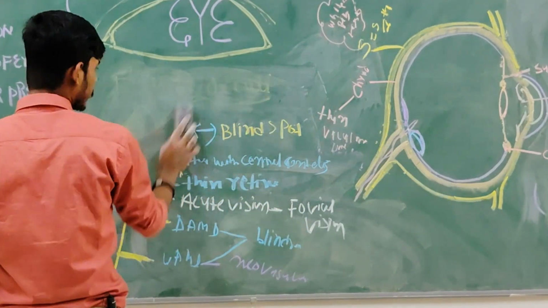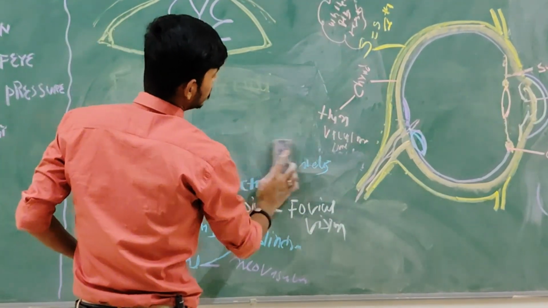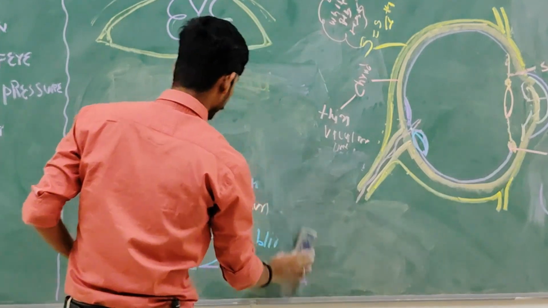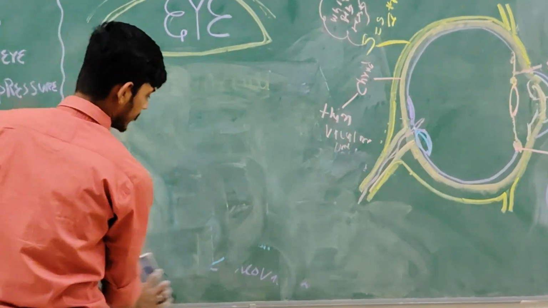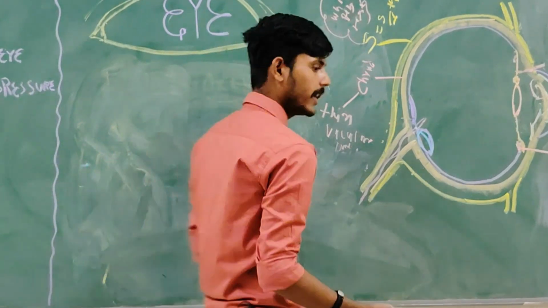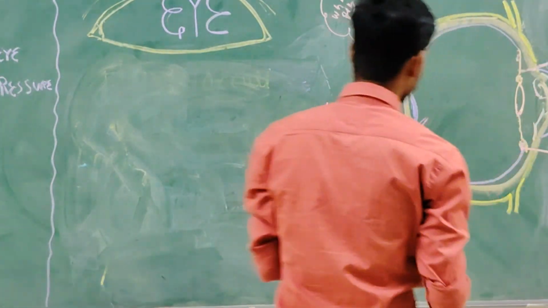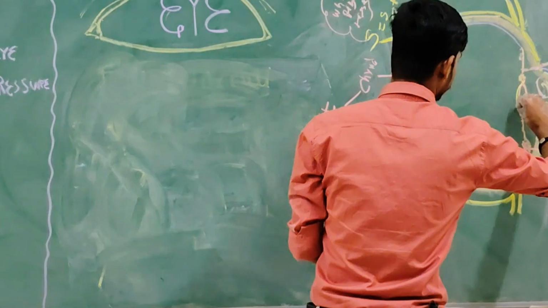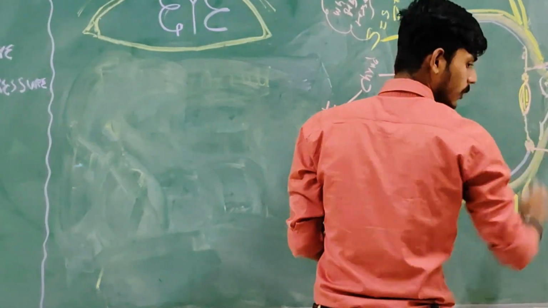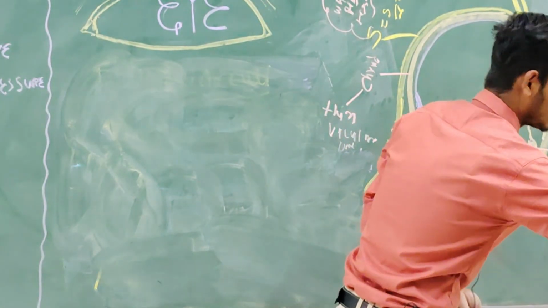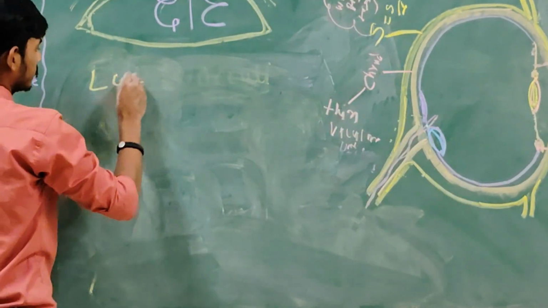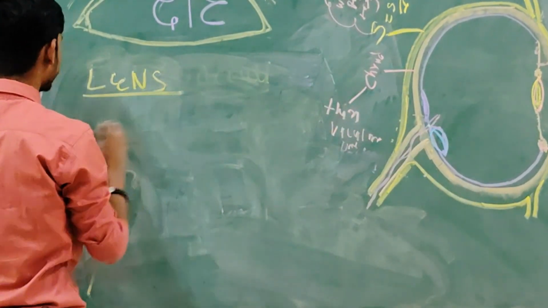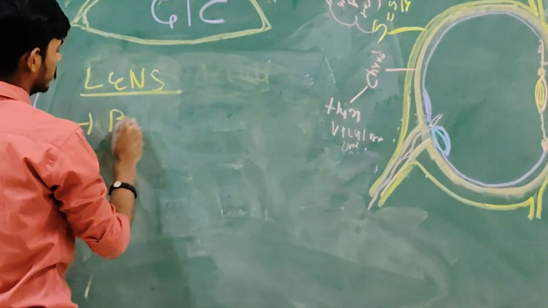Now let's move ahead and discuss the lens. We have the lens. This is the lens, these are your lens. About the lens, it is biconcave in shape.